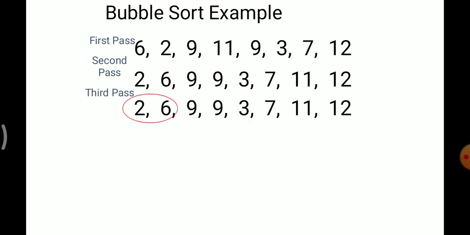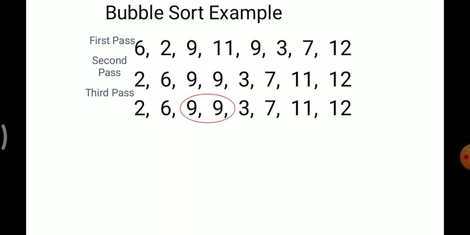Now after the second pass, the third pass will take place. Now again the comparison will take place. In the third pass, the first two elements 2 and 6 will be compared, and in this comparison there is no need of exchange of their positions. Now 6 and 9 will be compared, and here also no exchange of positions is required.